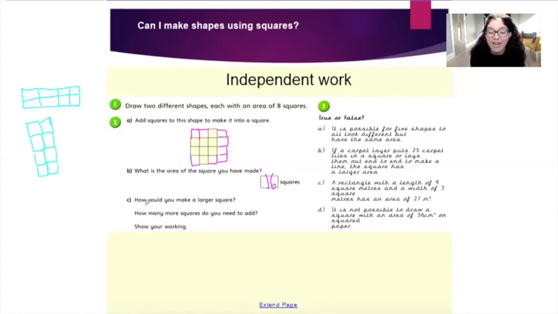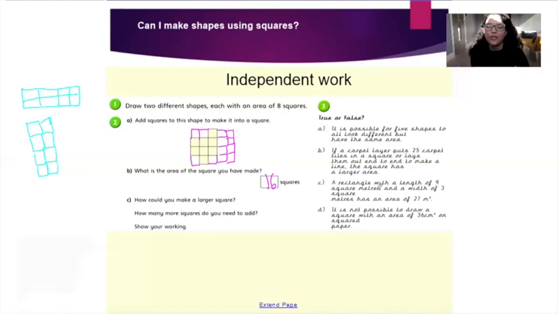Now, part C is asking us, how could you make a larger square? How many more squares do you need to add? Show your working. One way in which you could make a larger square is by adding a whole other column of squares this way. So that means here you have 5, but then here you have 4. So you need to keep going and adding those squares. I'd like to see how you do this on Tapestry. So take a picture of your working out for this question and post it onto Tapestry for me to see that you have done this correctly.